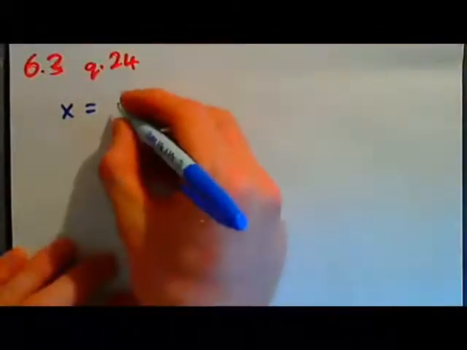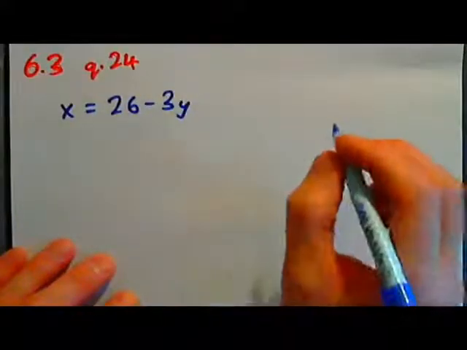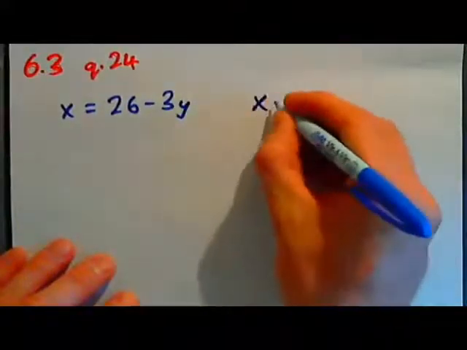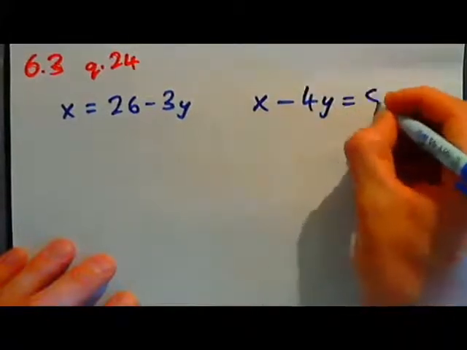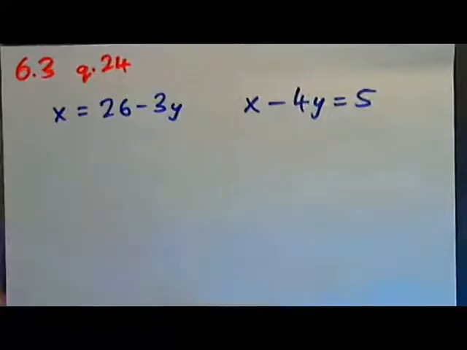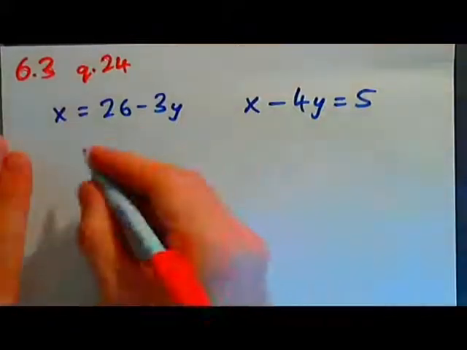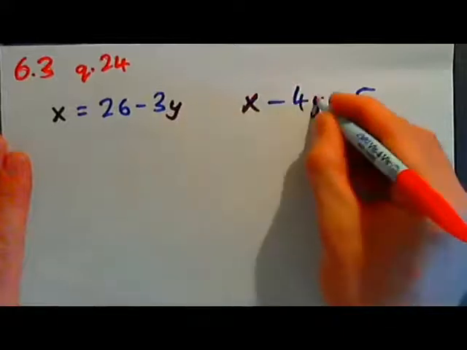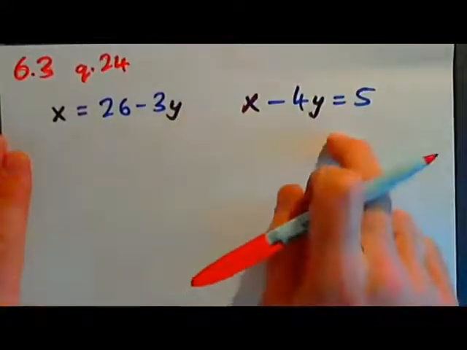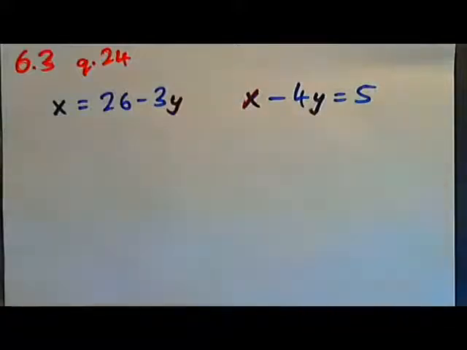x equals 26 minus 3y, and I always like to write these side by side. The other one is x minus 4y equals 5, okay? Right, so when we solve by substitution, we can either use this one, this one, this, or this. We have four options.